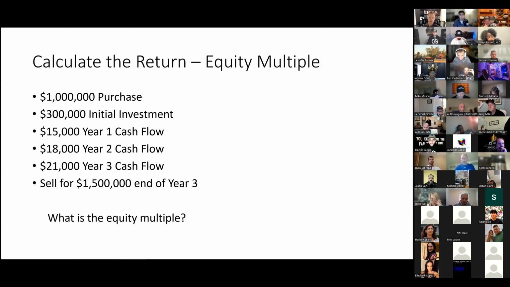Victor, you don't count the sale as the cash flow. Is that by definition? The sale does not count as cash flow. I don't count that as cash flow. That's on a sale, so I normally count that separately.